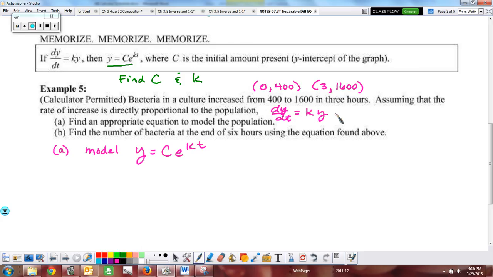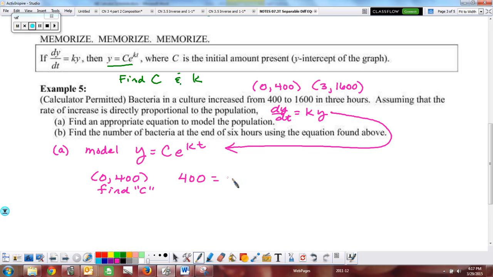They're just going to assume that if this is what they tell you, then you automatically use that model for your formula. Now we're going to have to actually find c and k using our given information. And the nice thing about this is whatever you have as your initial amount, that (0, 400) will always find c for us, because we have 400 equals c e to the 0 times k, which is always just going to be c equals 400.